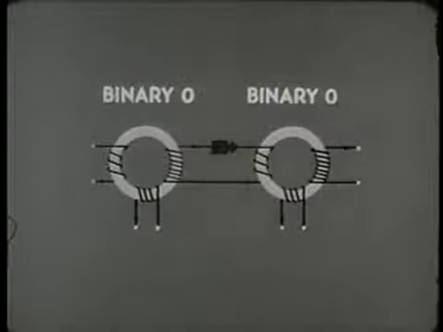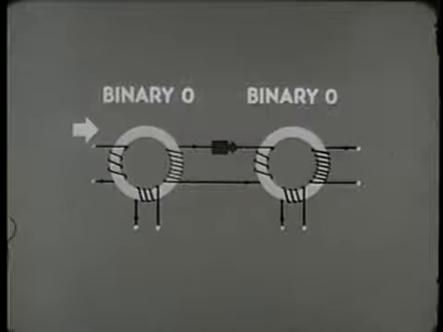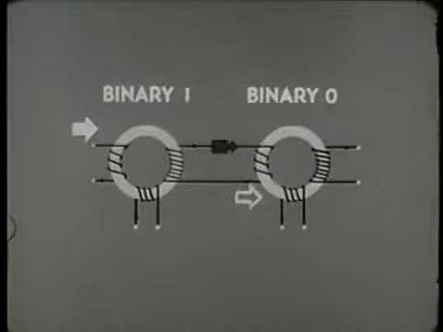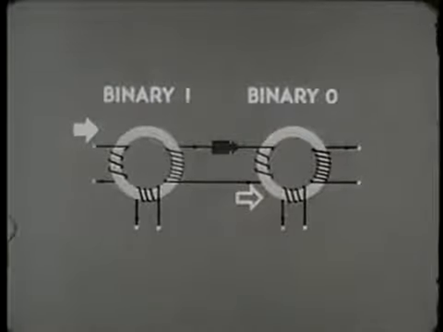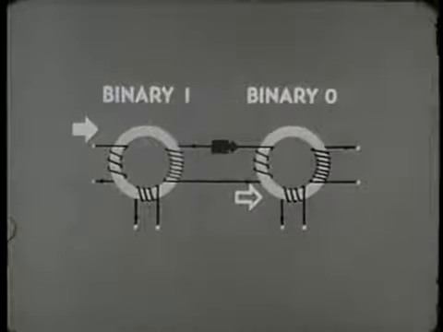All right, we'll follow the events in their proper sequence. A non-dot input sets the first core to 1. Nothing happens to the second core. Current flow in this direction sets a core to 0, but that's where this core is already. We can hold the binary 1 in the first core as long as we wish.